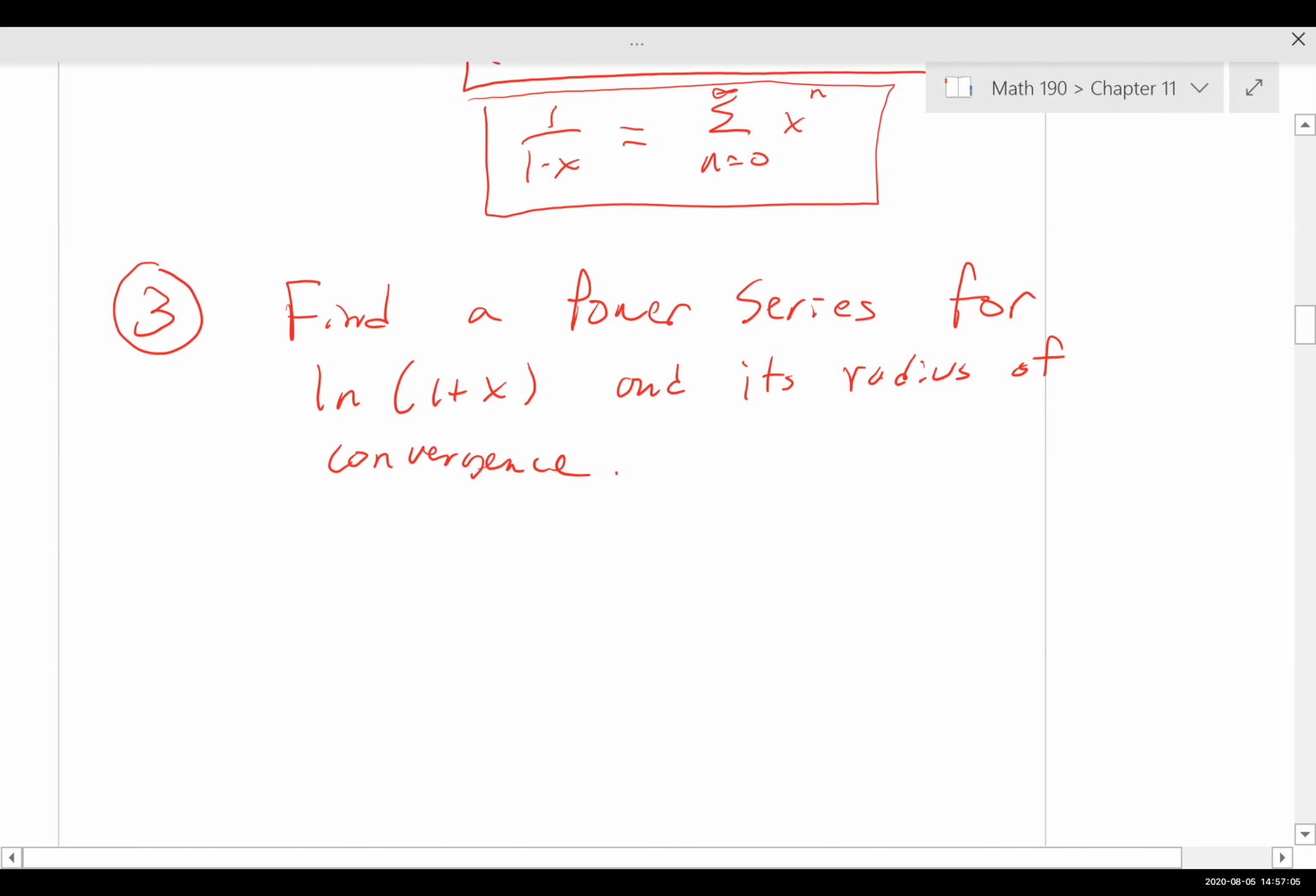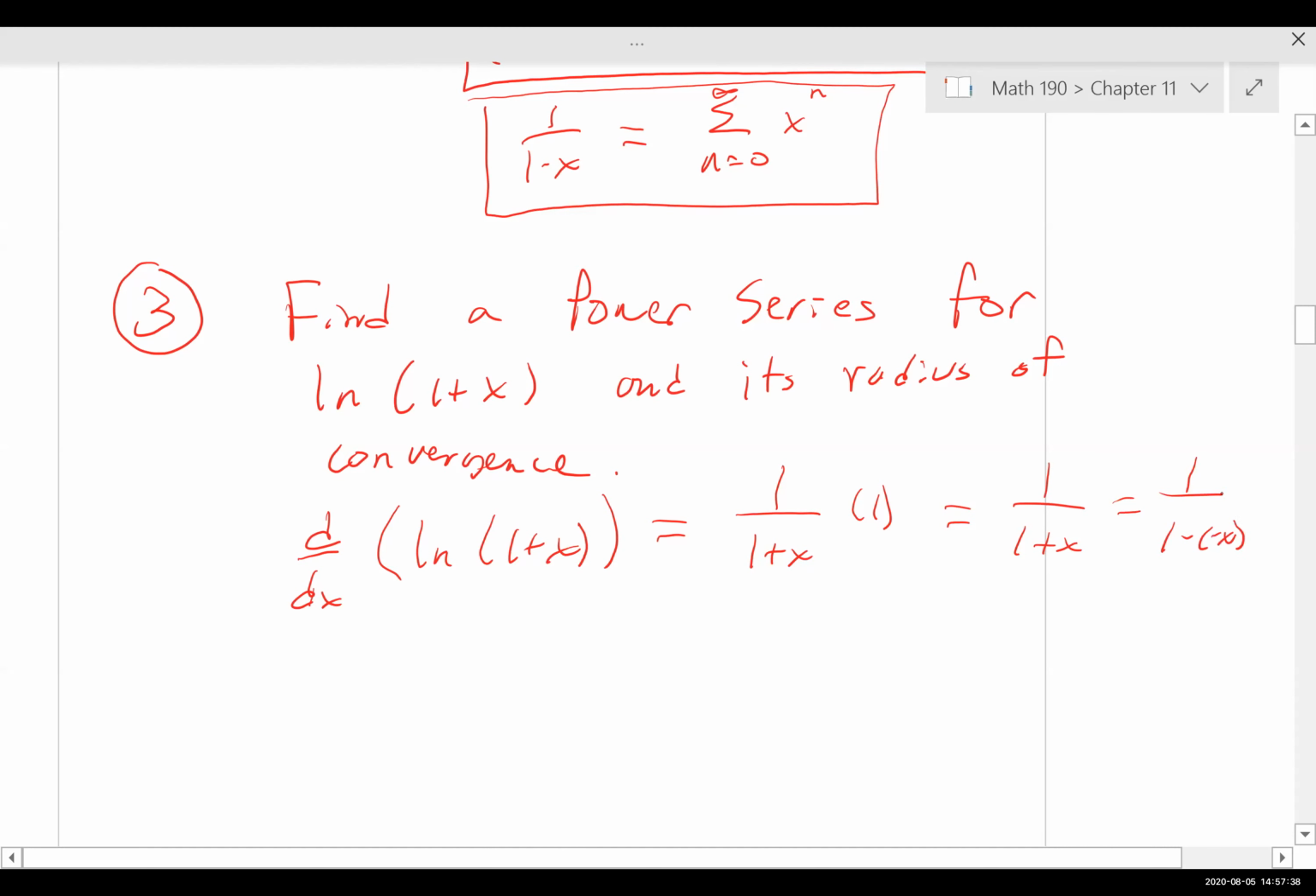Okay, so let's do this. Let's take the derivative of natural log of 1 plus x and let's see what it is. The derivative of natural log of 1 plus x is equal to 1 over 1 plus x times 1. Oh, that's interesting. Which is just equal to 1 over 1 plus x, which I could rewrite as 1 over 1 minus negative x, if I really wanted to. Okay, so far so good.